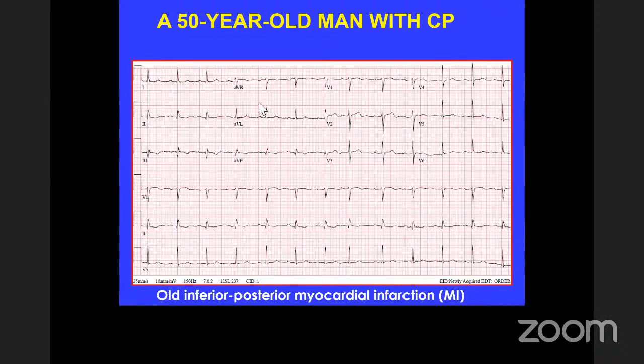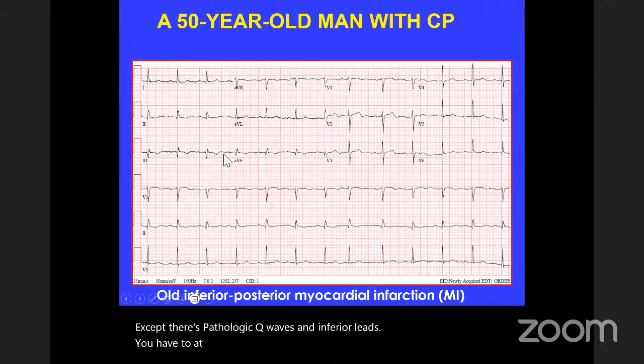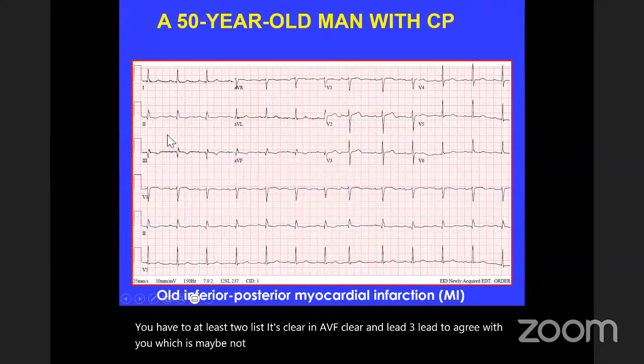So if we say inferior, why convince me? It is inferior. Why inferior? It's obvious, the Q wave only in the... Excellent. There are pathologic Q waves in the inferior leads. Yeah, but the Q wave is not clear in lead 2, and it's clear in lead 3. Yeah, you have to have at least 2 leads. It's clear in aVF, clear in lead 3. Lead 2, I agree with you, it is maybe not pathological, does not meet the criteria, but they have at least 2 leads. So it's old infarction.